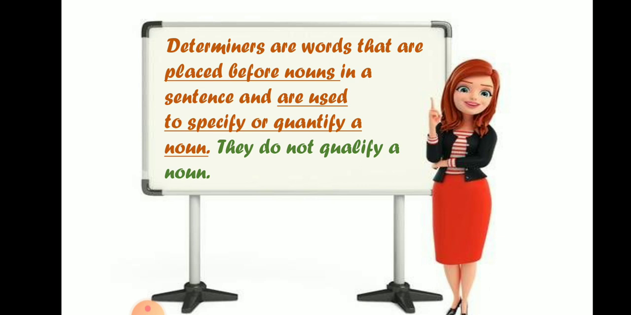A determiner is also used to quantify a noun, which means to speak about the quantity of a countable or an uncountable noun. Here you have to remember one thing, a determiner does not qualify a noun like an adjective. An adjective describes or speaks about the quality of a noun, but a determiner does not do that.